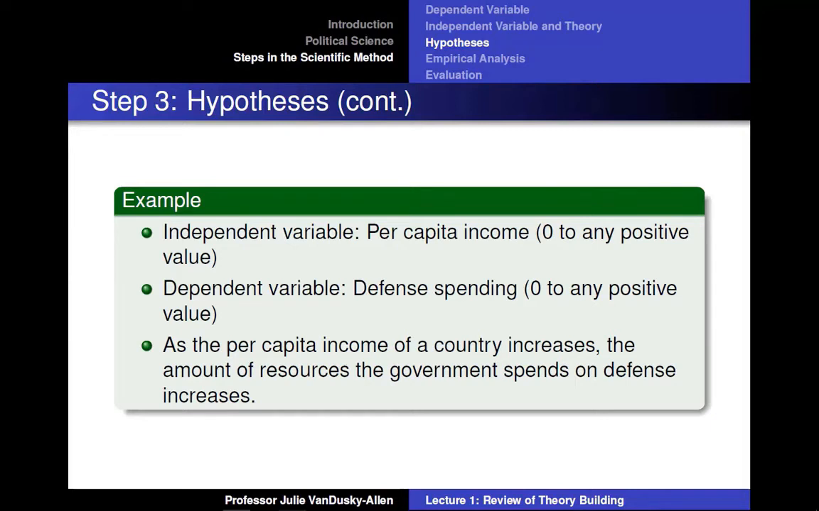Note that this hypothesis identifies how variations in the independent variable, per capita income, influence variations in the dependent variable, defense spending. In addition, we can observe this potential relationship between per capita income and defense spending in the real world. We could collect data from public records on countries' defense spending and on per capita income in those countries. Then we can observe whether countries' per capita income increases their defense spending.